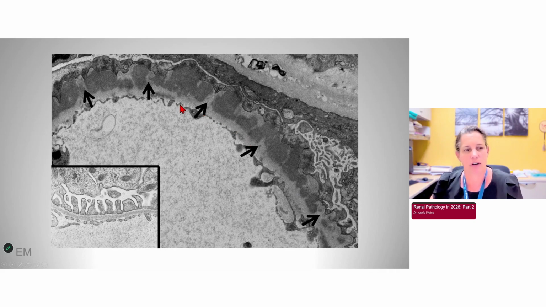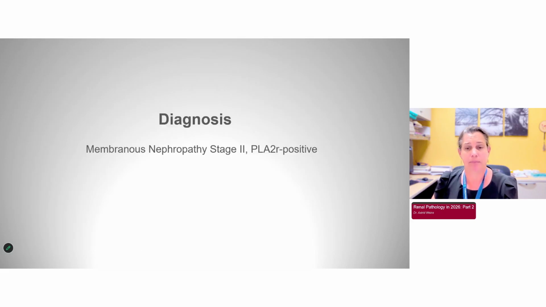So this is the original GBM here. And then you see the spikes of the GBM, and in between those dark structures are the immune complex accumulations that are sitting underneath the podocytes and pushing the podocytes away from the basement membrane. Okay, this is what's happening in membranous nephropathy, which is what this is.